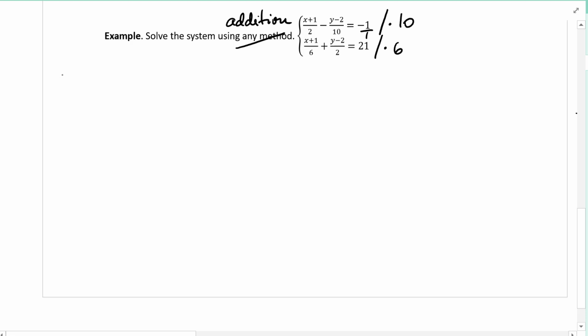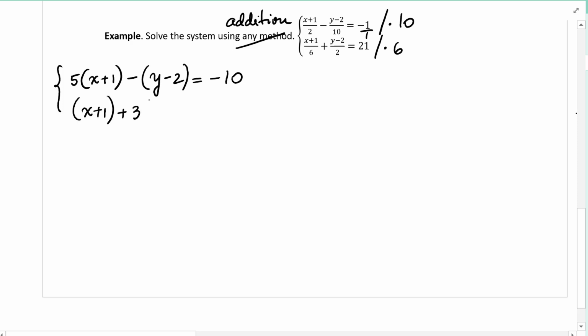So x plus 1 over 2 times 10, that's 5 times x plus 1, minus 10 divided by 10, that's 1, so minus y minus 2 equals negative 10. And the second one is x plus 1 plus 3 times y minus 2, right? Because 6 divided by 2, that's 3, equals 126.